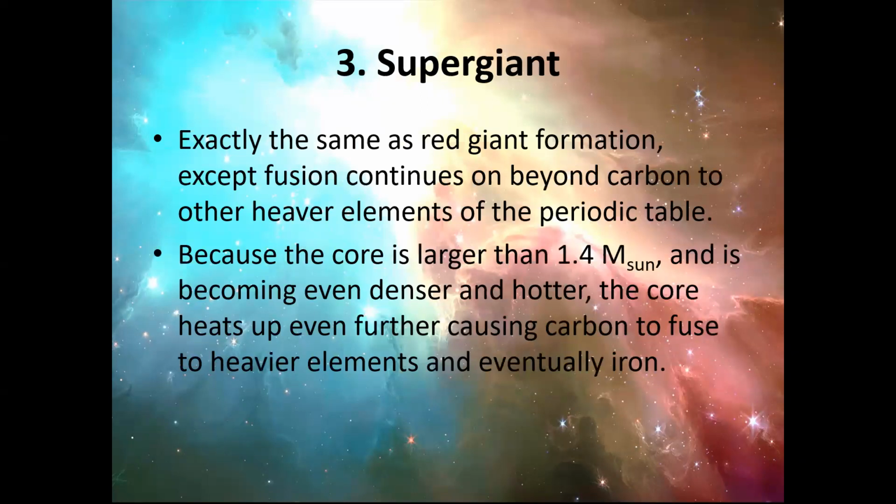Okay, so supergiant is exactly the same as a red giant formation, except that fusion continues beyond carbon. So we have heavier elements that are being fused in the periodic table. Because the core is larger and is becoming more dense and hotter, the core heats up more. So we have a very, very hot core. Iron is what eventually gets produced.